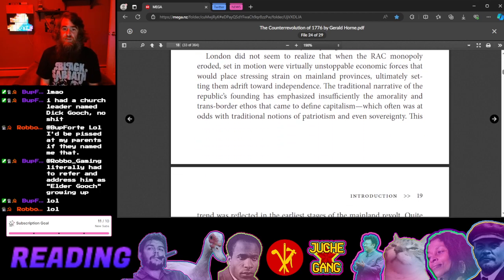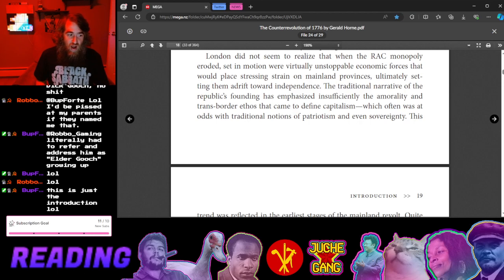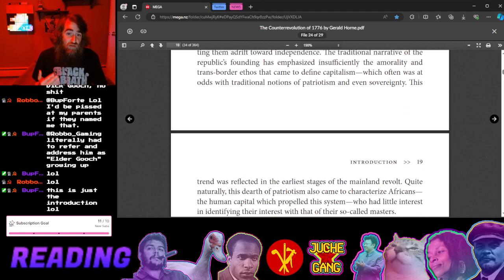London did not seem to realize that when the RAC monopoly eroded, set in motion were virtually unstoppable economic forces that would place stressing strain on mainland provinces, ultimately setting them adrift towards independence. The traditional narrative of the Republic's founding has emphasized insufficiently the immorality and transporter ethos that came to define capitalism, which often was at odds with the traditional notions of patriotism and even sovereignty.